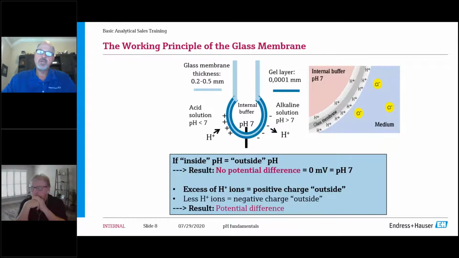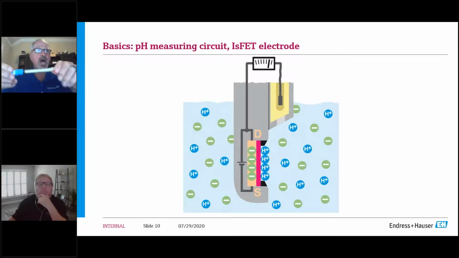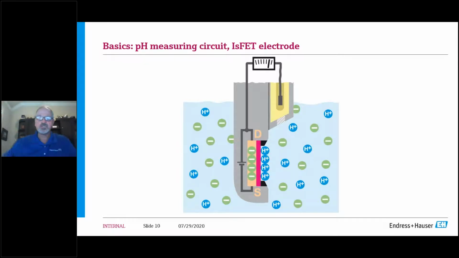Now, what we do different at Anderson-Hauser is we also offer what is called an ion selective field effect transistor electrode. What it does is it takes away the glass. It's no longer as fragile. It's much more robust. It'll fit into some more difficult service without being breakable. It's technician proof. You can drop it. You can hit it on your hands. You're not going to break it.